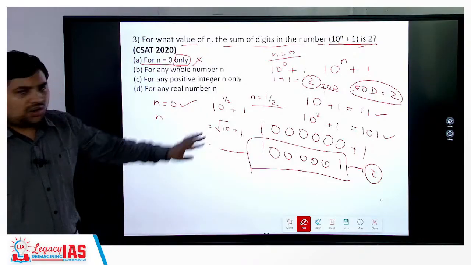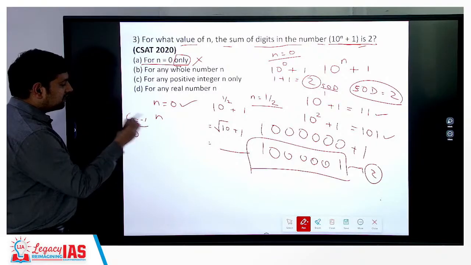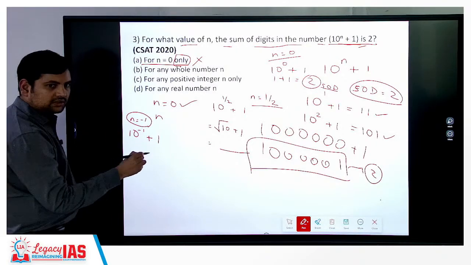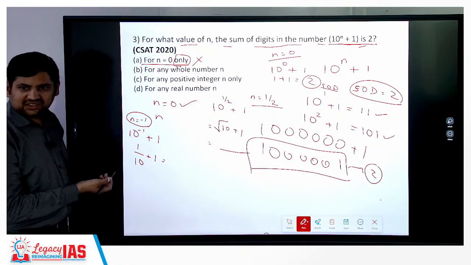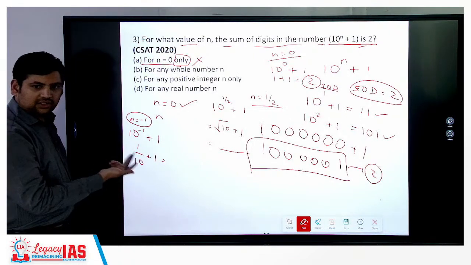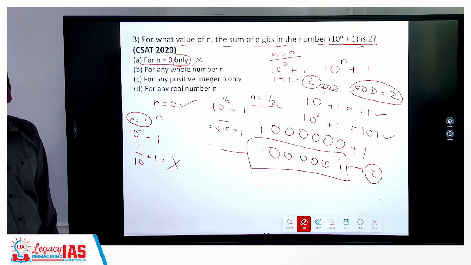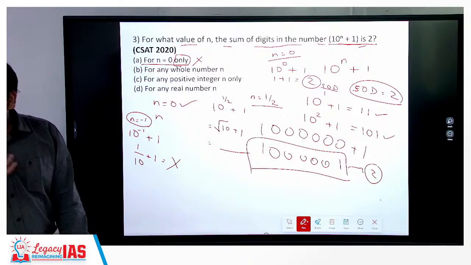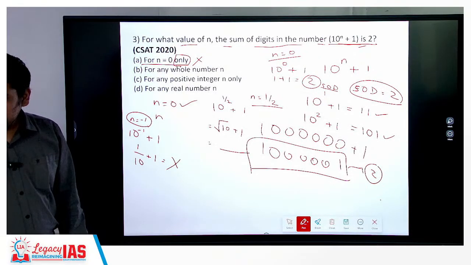That you understand. Also, if you take any negative number, for example n is equals to minus 1, then this becomes 10 power minus 1 plus 1. So this becomes 1 by 10 plus 1. This is a fraction. Sum of digits 2 makes no sense. So this is also wrong. So that means negative is not possible. Any random fraction number, this is not possible.